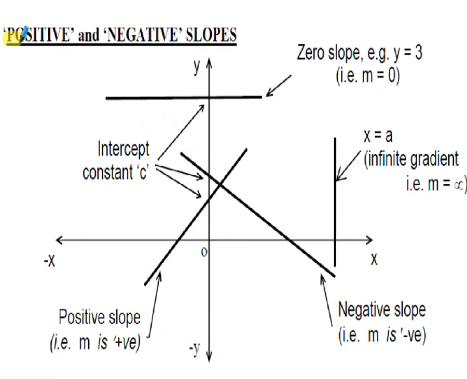So this graph shows us positive gradients and negative gradients. A positive gradient shown here, where m is a positive number, has a direction as shown here. Think of walking up a hill when you're moving from left to right. And negative gradients, where m is a negative value, have a sense as shown here. In other words, think of walking down a hill moving from left to right.